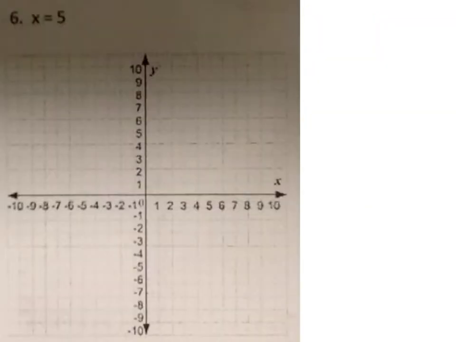Okay, one more graphing example. Number 6. x equals 5. Now I'm really confused. What happened to y? How can I have a y-intercept when there is no y? I can't. So let's do another t-chart.